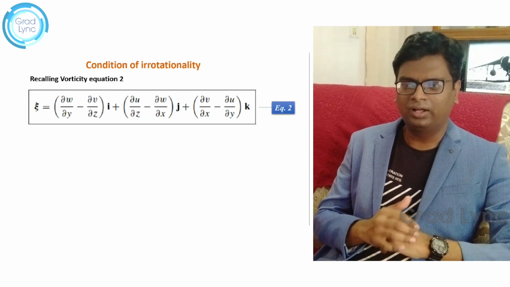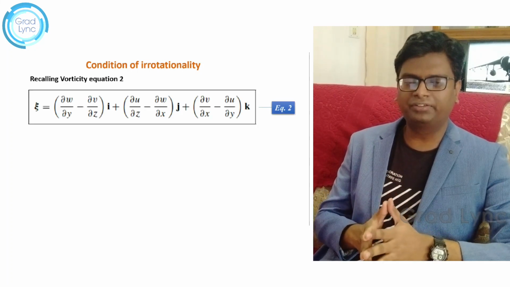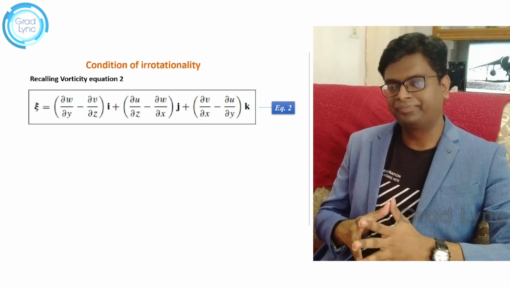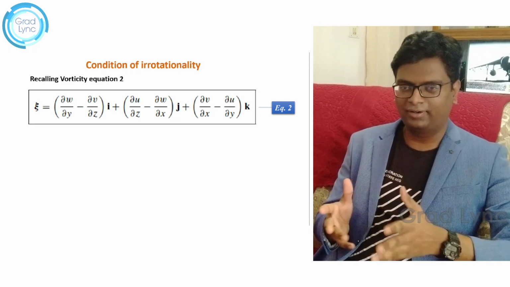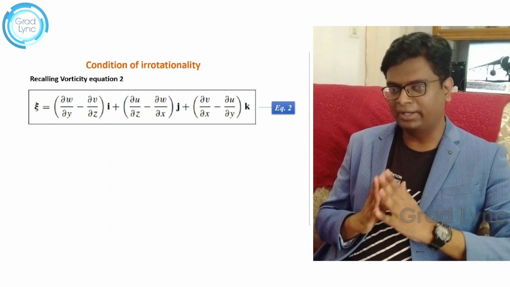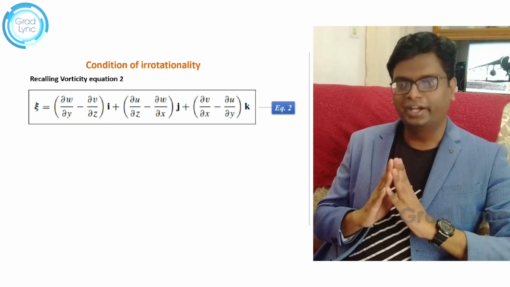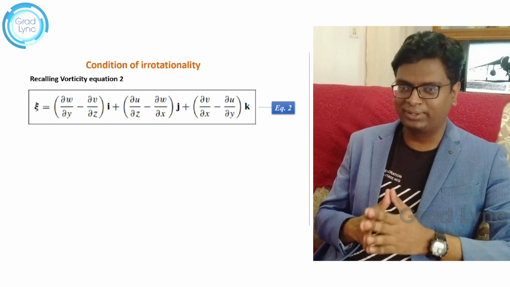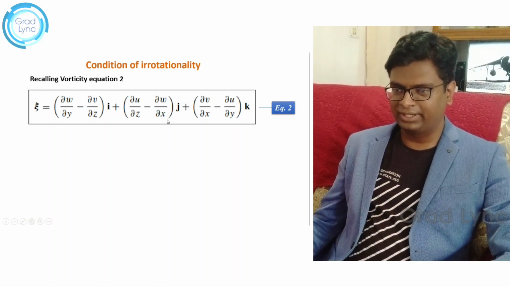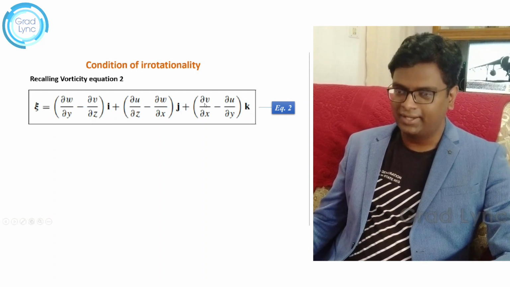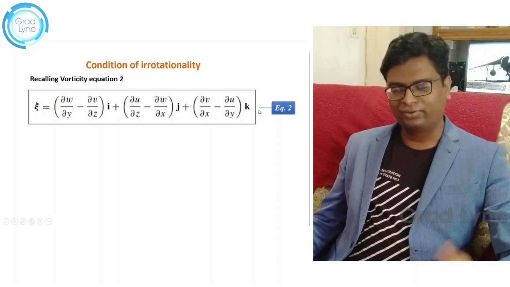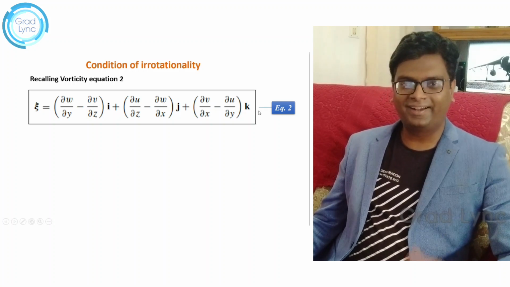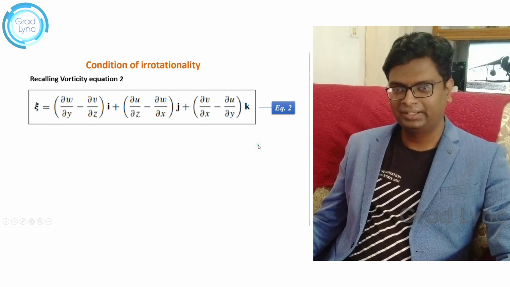If I recall the equation for vorticity, I get this equation number 2, that is, (∂w/∂y − ∂v/∂z) i plus (∂u/∂z − ∂w/∂x) j plus (∂v/∂x − ∂u/∂y) k. So this we already designated as equation number 2.